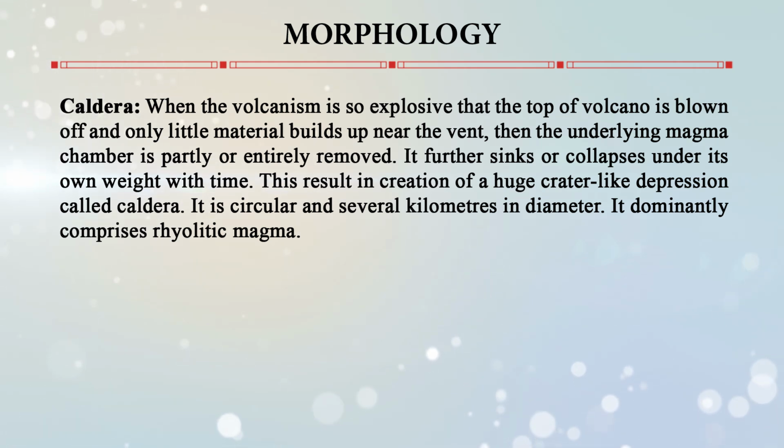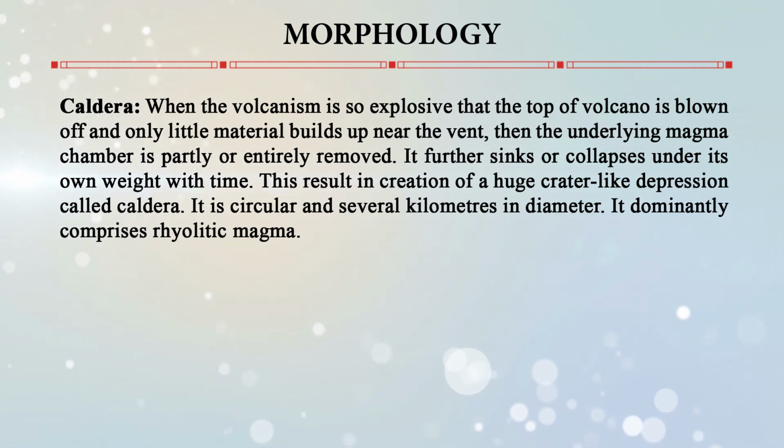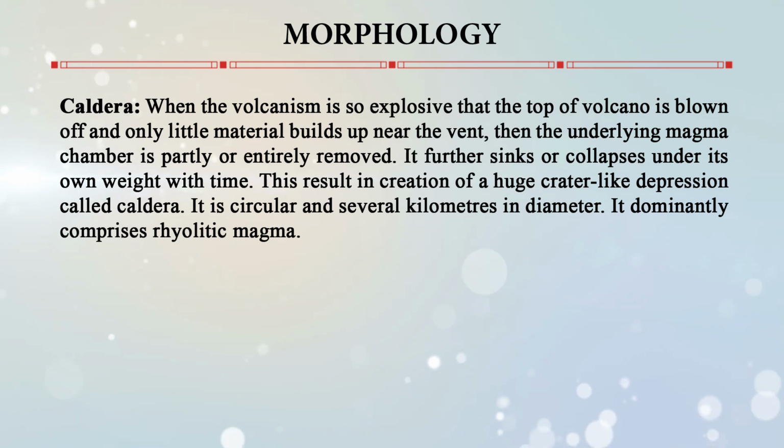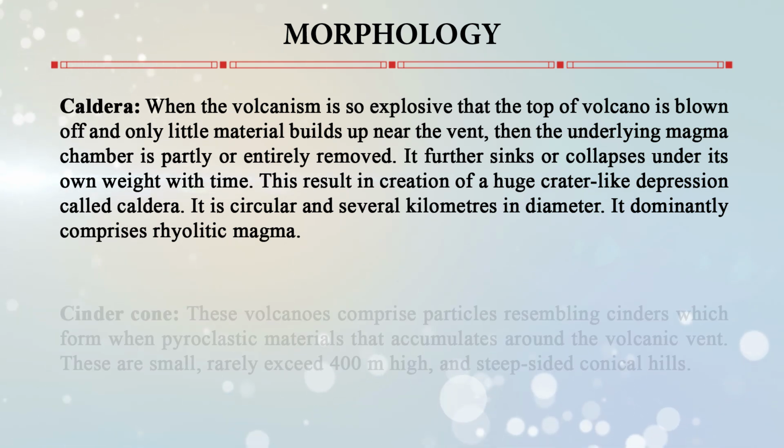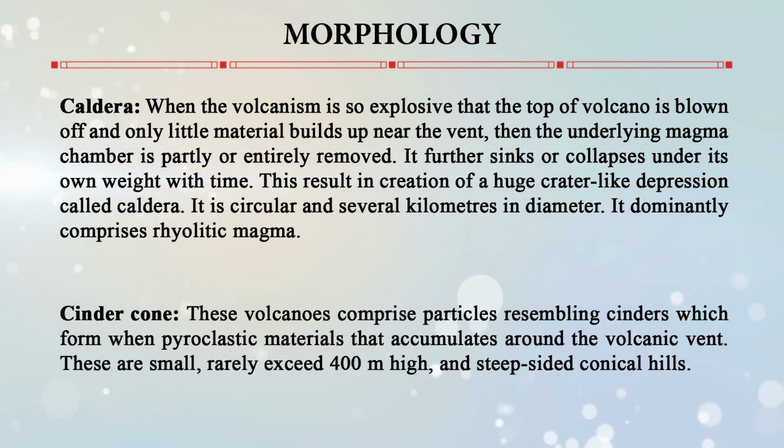Normally it is circular and it is several kilometers in diameter. It dominantly comprises the rhyolitic magma. Then there is another classification, cinder cone. These volcanoes comprise particles resembling cinders which form when pyroclastic materials accumulate around the volcanic vent. These are small and rarely exceed 400-meter height and are steep-sided conical hills. You can see the cinder cones are small ones and caldera can be several kilometers in diameter.